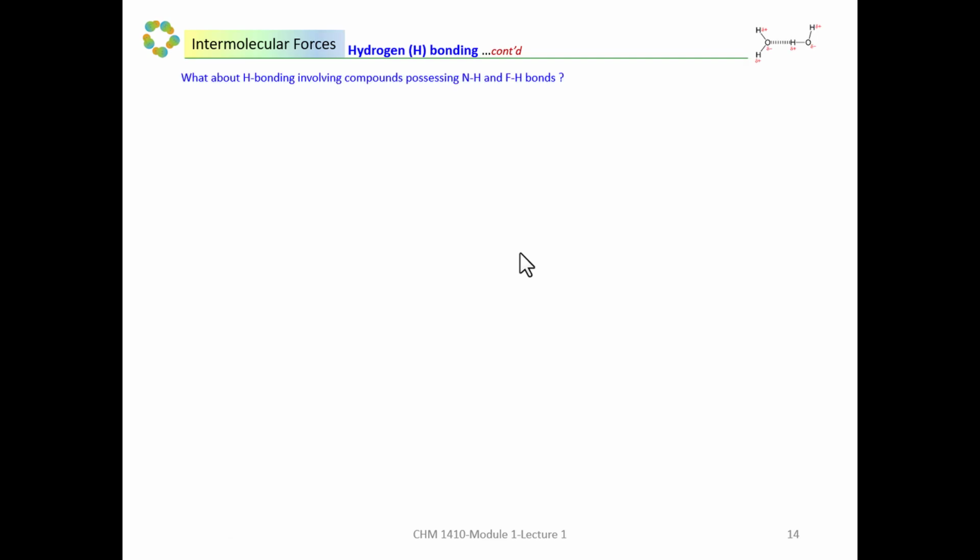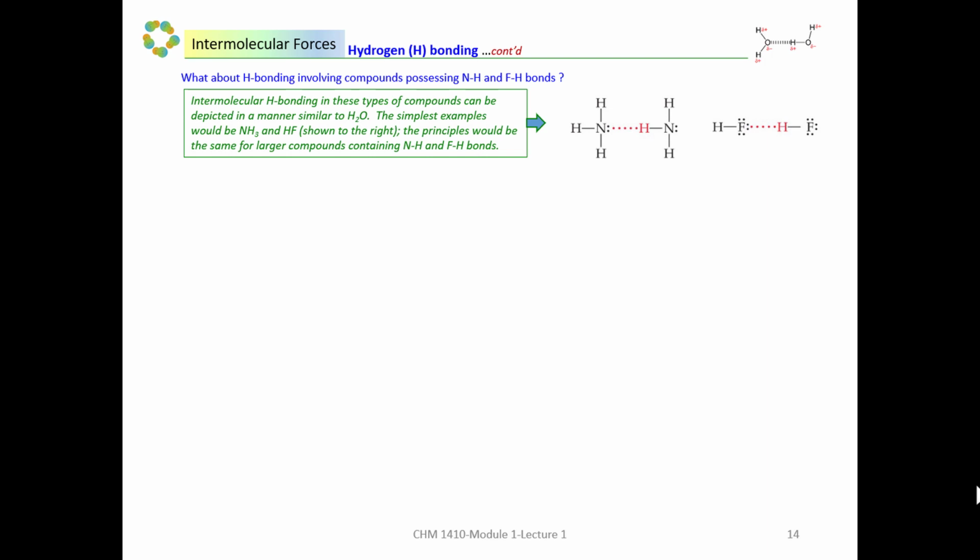Now, what about hydrogen bonding involving compounds where we have NH and FH bonds? We've talked a lot about hydrogen bonding in water where we have OH bonds. Well, the intermolecular hydrogen bonding in these types of compounds can be depicted in a manner similar to water. The simplest examples would be ammonia. So we have two ammonia molecules next to each other, and HF.